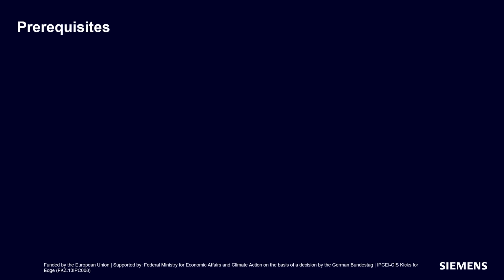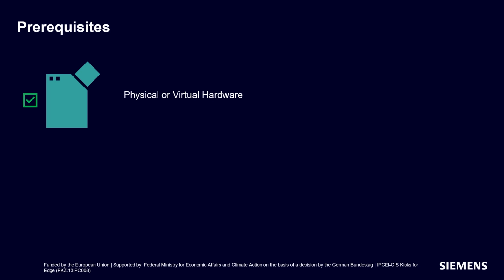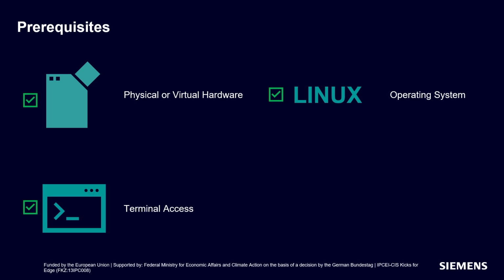Before you begin, make sure you have a few prerequisites in place. You will need at least one physical or virtual device, equipped with an operating system like Linux. Make sure you have terminal access to your device, either directly or through SSH, so you can execute commands as needed. You will also need to have Docker installed, since it is essential for running Industrial Edge components. Ensure your device is up to date and connected to the internet so you can download the necessary packages.